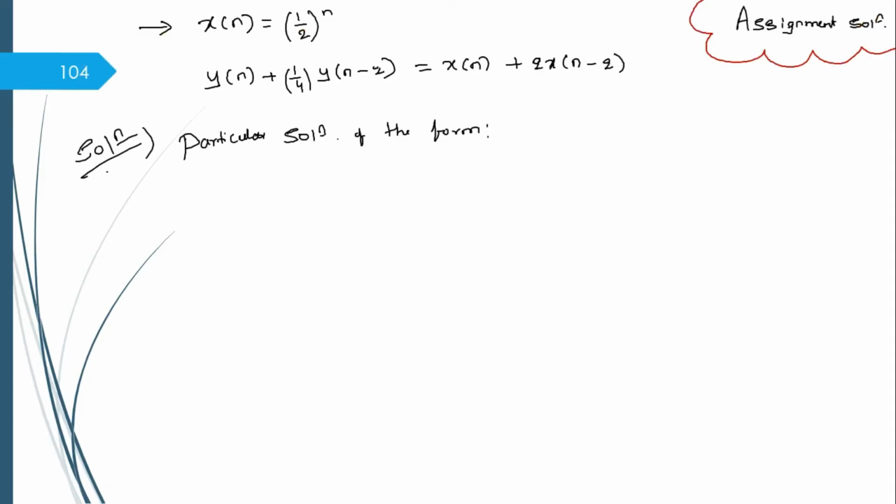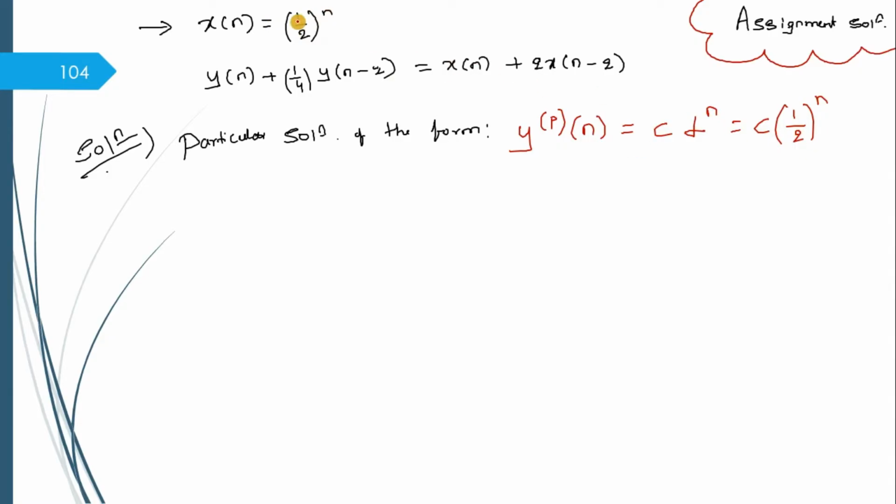Now in the second assignment, I had given the input as 1 by 2 raised to n, and the system is represented as given here. When the input is of this form, the particular solution form will be y p of n is equal to c into alpha raised to n. Here alpha is 1 by 2, so in place of alpha, I am having 1 by 2.